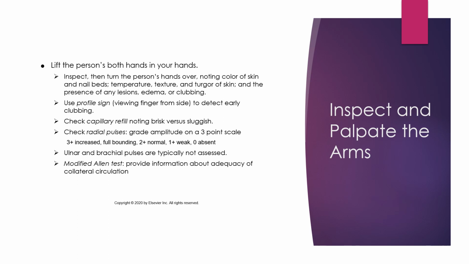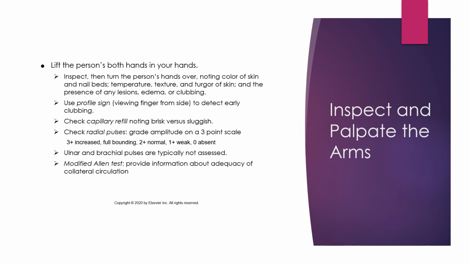You can use what we call the profile sign, which is viewing the finger from the side to detect early clubbing. Flattening of the angle and clubbing occur with congenital cyanotic heart disease and what we call cor pulmonale. The normal nail bed angle is 160 degrees.